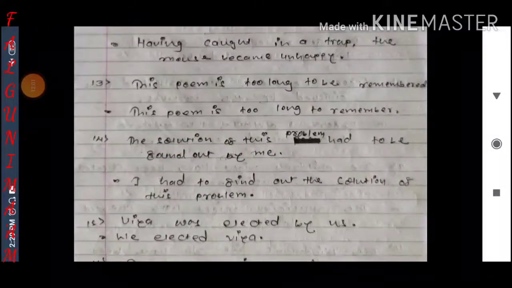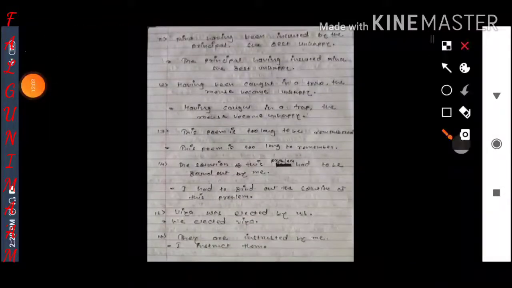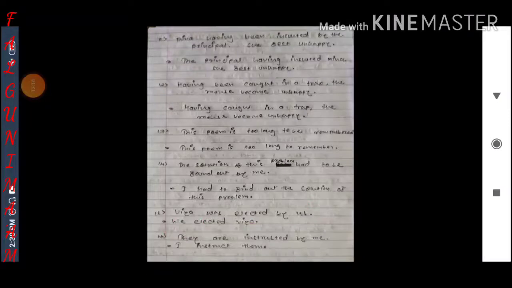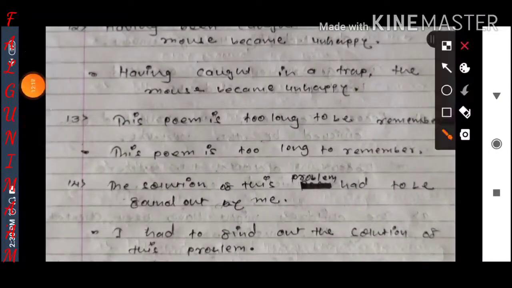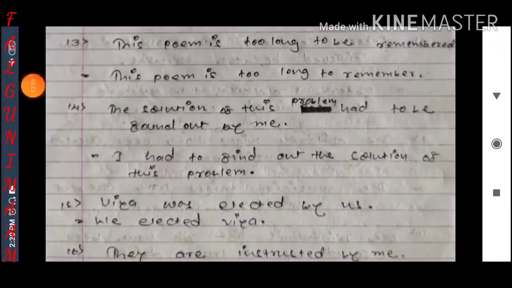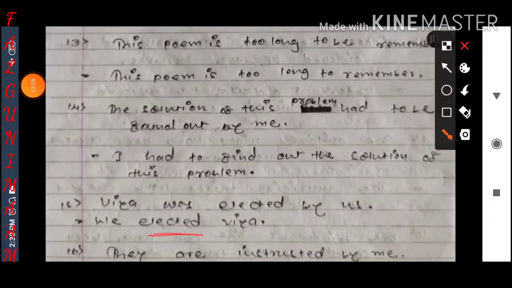In 15th one, Via was elected by us. Now this one is your object and us converts into we. We was elected converts into we elected. We elected Via. Why was elected?